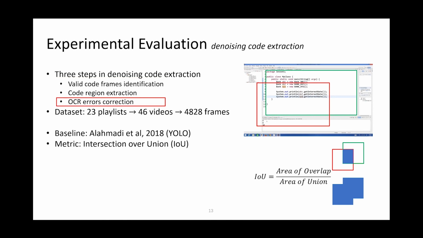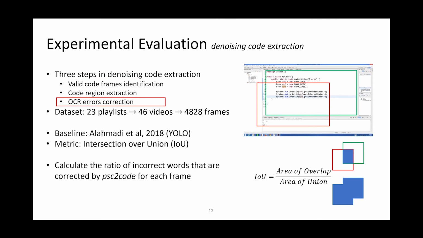For OCR errors correction, we calculate the ratio of incorrect words that are corrected by PSE2 code for each frame in the testing set.